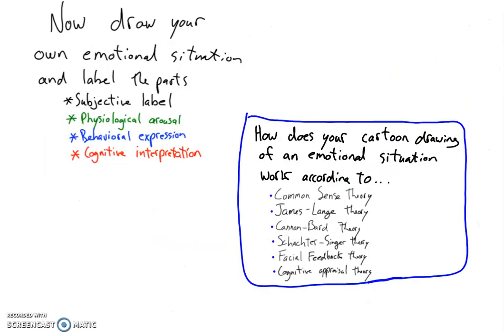Well, I think now would be a good time to draw your own emotional situation and label the parts. What would be the subjective label, the physiological arousal, the behavioral expression, and the cognitive interpretation? And then I would go through how your cartoon drawing works according to these theories. Work it out just like I did with this video. So get to it.